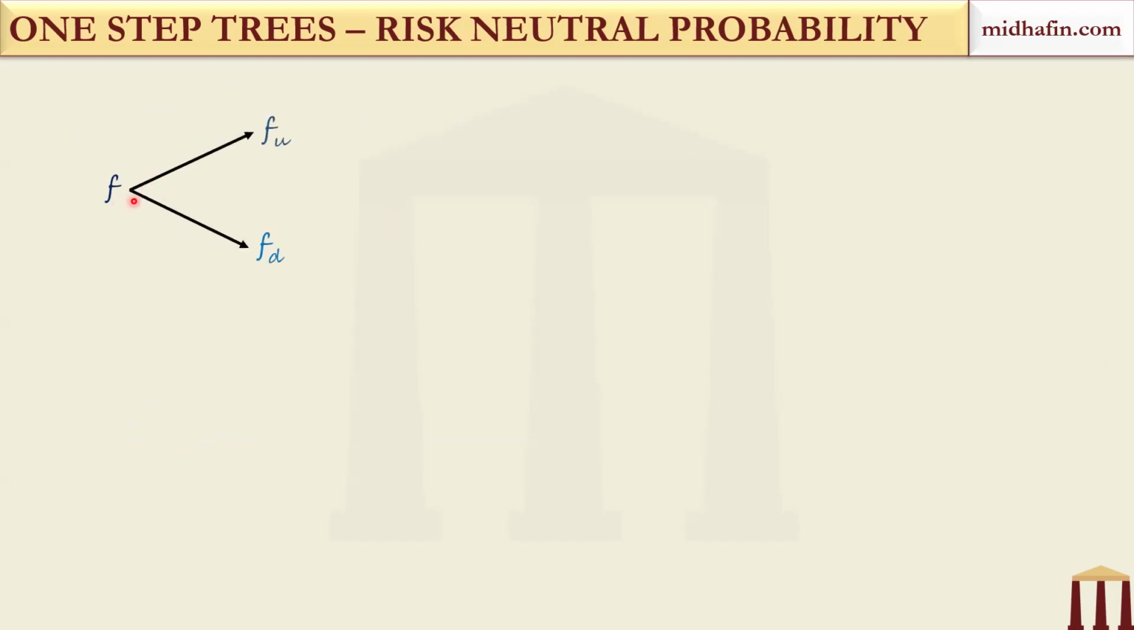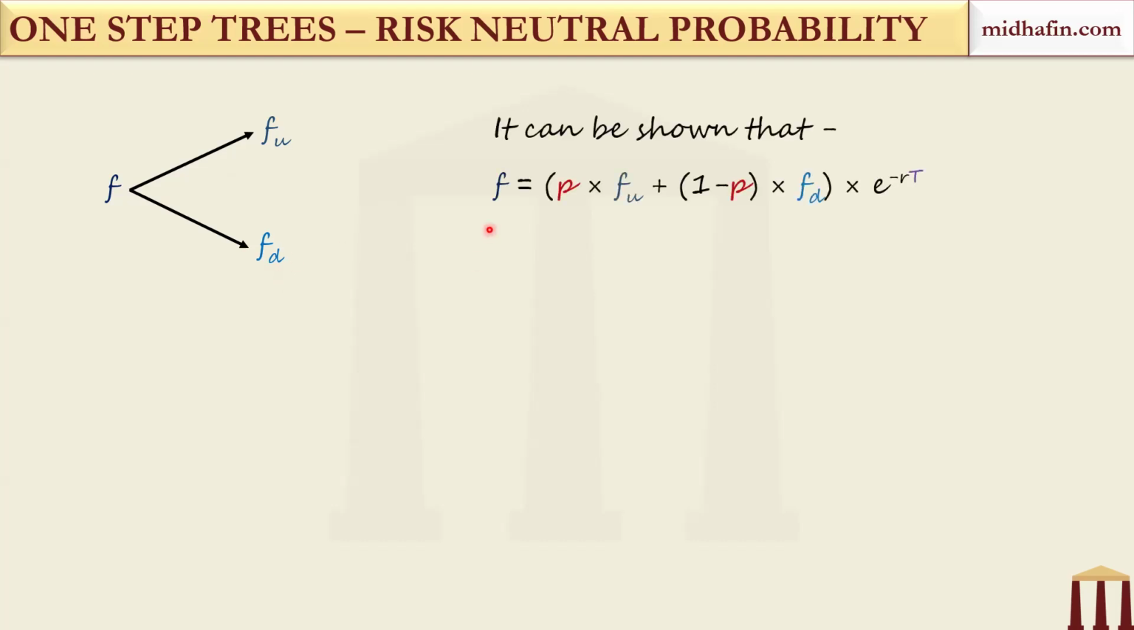If the current price of the option, the current premium which you want to find out, is F, there are two choices. It goes up to Fu or it goes down to Fd. So it can be shown that F is equal to P multiplied by Fu plus 1 minus P multiplied by Fd, all multiplied by e raised to the power negative RT, where P is e raised to the power RT minus D, divided by U minus D.